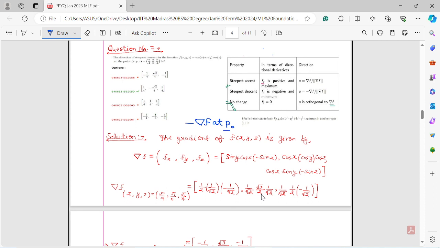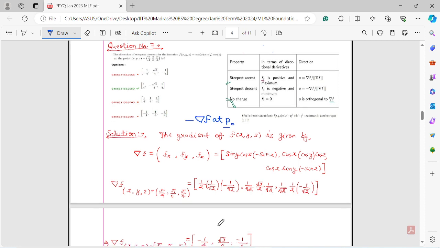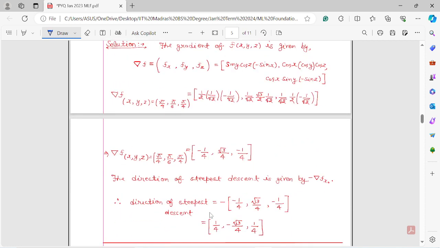So fx is minus sin x sin y cos z, and the partial derivative with respect to y is cos x cos y cos z, and with respect to z it is minus cos x sin y sin z. Then we substitute the coordinates of the point (pi/4, pi/6, pi/4) and get minus 1 by 4, root 3 by 4, minus 1 by 4.